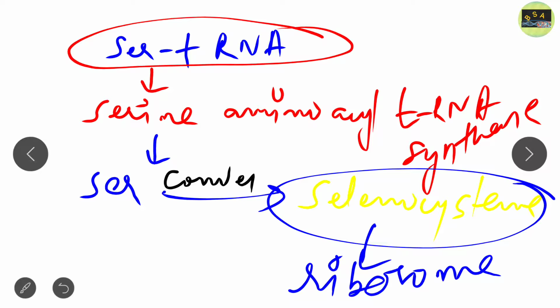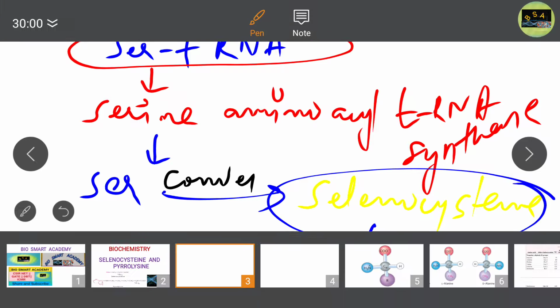So students, I hope you have a clear idea about selenocysteine, and believe me, this is a very important concept. If you still have any doubt, please ask me in the comment box, and I will try to make it more clear.